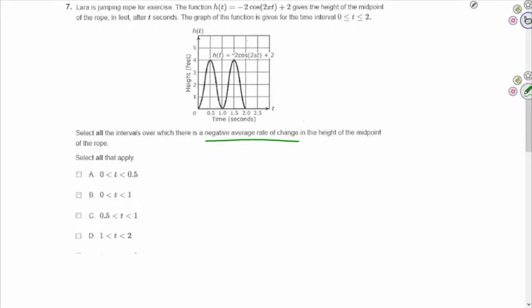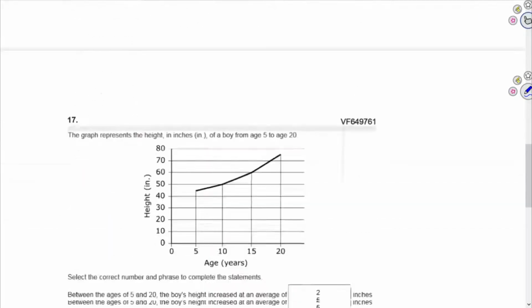So between 0 and 0.5, it's going to be a positive slope, not negative. Between 0 and 1, it's going to be a zero slope, not negative. Between 0.5 and 1, that is negative. That's all that applies. So let's keep going. Between 1 and 2, it's a slope of 0, so it's not negative. So it's thinking about slope on a curve is how I think about it.